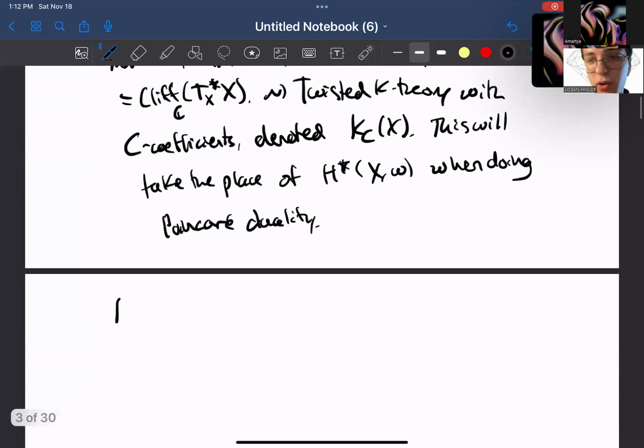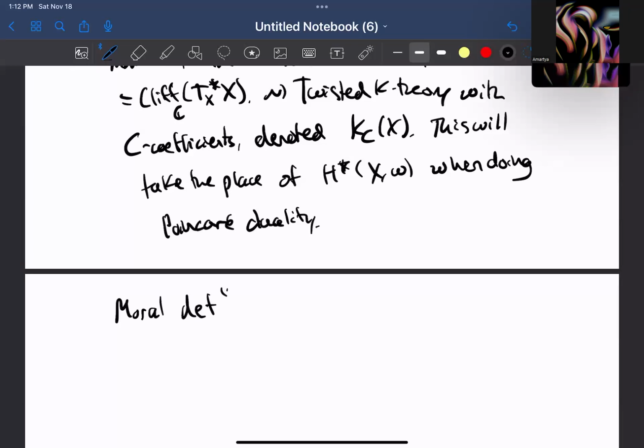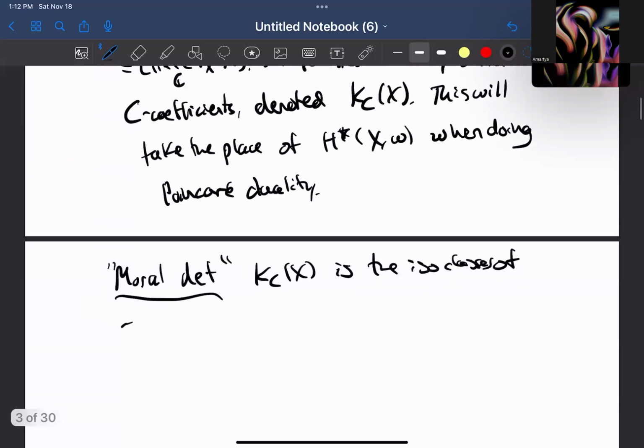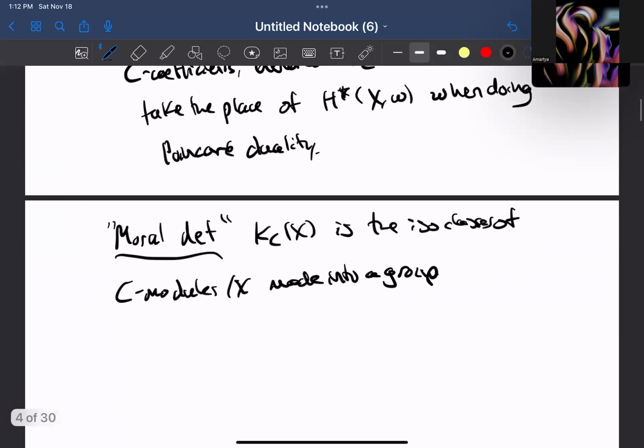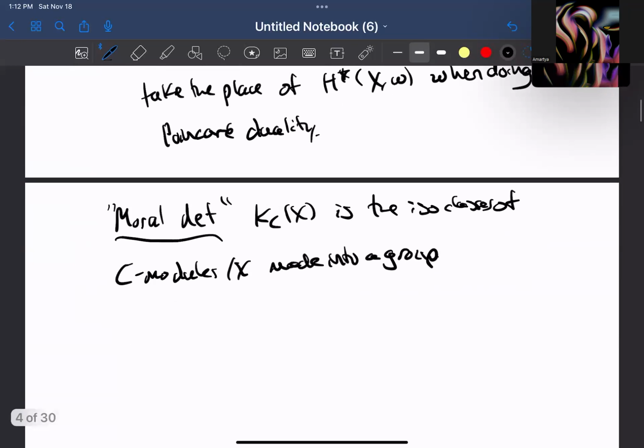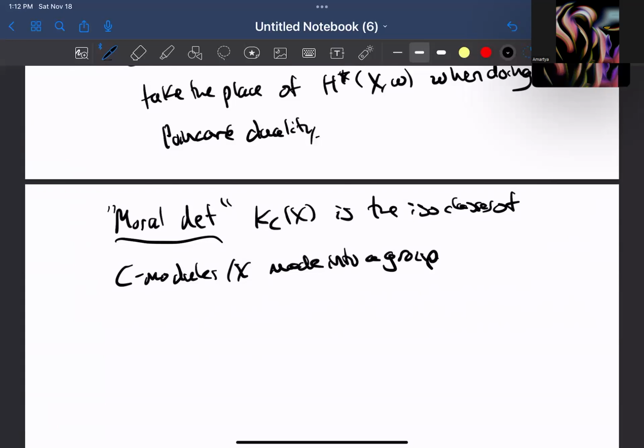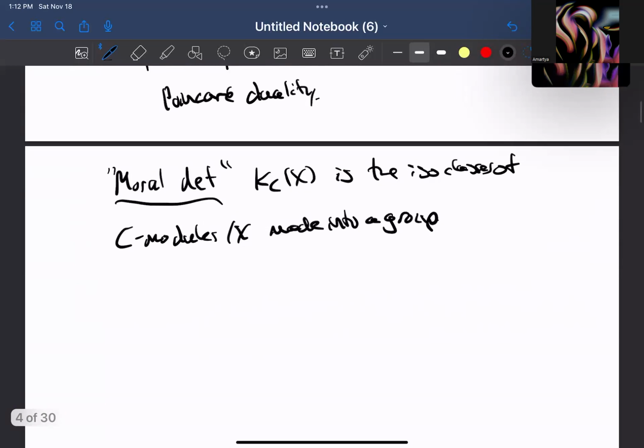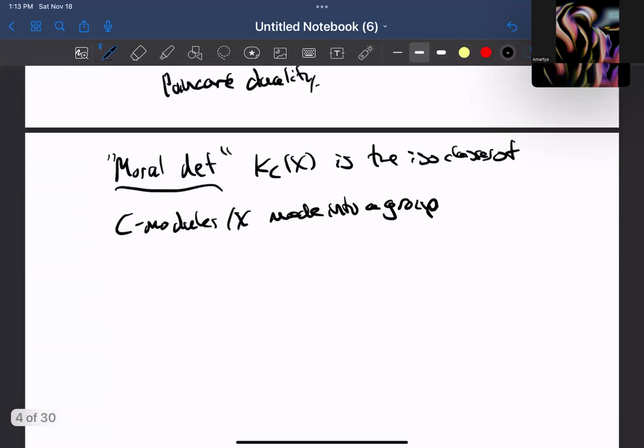So let's start with a moral definition. K_C of X is the isoclasses of C-modules over X, made into a group by the usual Grothendieck construction. So you have to be a little bit careful what you mean by this. And this is the definition to sort of keep in the back of our mind as we're doing general twistings of complex K theory in the sense of Atiyah-Segal.